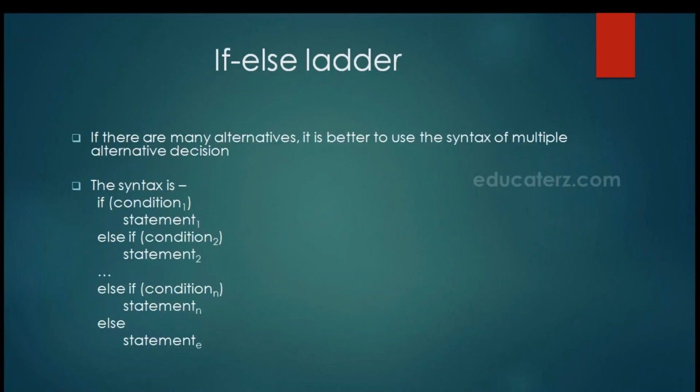Then we have the if-else ladder. If there are many alternatives, then it is better to use the syntax of multiple alternative decision, that is the if-else ladder, where at every step we have the facility to check a condition using an if statement. For example, if condition 1 is true, then do something. Else if, again check the condition, if that is true, then do something. Else, again we can check the condition using if, and if that is true, then do something. Otherwise it will come to the else part. So this way we can use the if-else ladder.